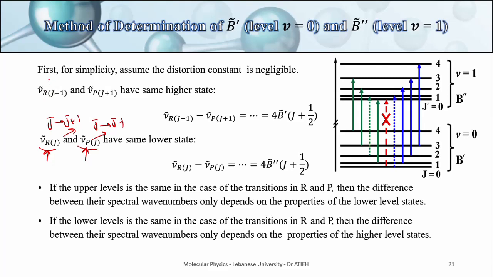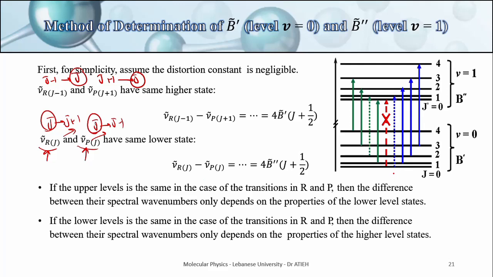Here in the previous case, this was a transition from J minus 1 to J, and P is a transition from J plus 1 to J. So they have the same final state J. Here they have the same initial state J. So ν̄ of R of J minus ν of P of J will be equal to 4B double prime (J plus half). Let's see an example here.